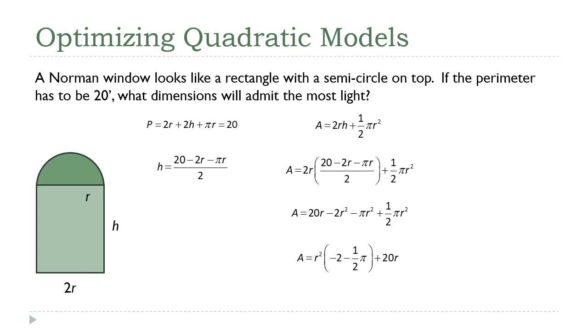Remember, the vertex occurs when r, our variable in this case, is equal to negative b divided by 2a. So I'm going to take that formula. I'm going to put 20 in for b. I'm going to put negative 2 minus 1/2 pi in for a.